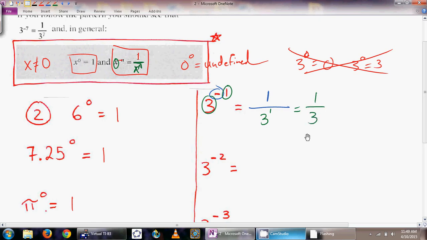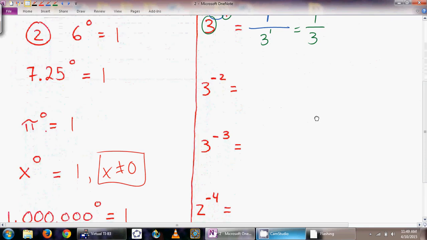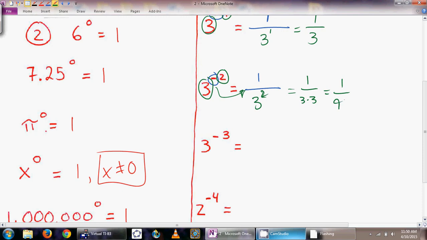Okay, so coming down to the next one, 3 to the negative 2 power. Once again, this negative is telling me to make a fraction, and then take our base and the exponent and put it in the denominator, 3 squared. Notice when I rewrite this, the negative is gone because that negative was consumed in making the fraction. So when I simplify this, it's really 1 over 3 squared. Well, that's 1 over 3 times 3, which is the same as 1 over 9.